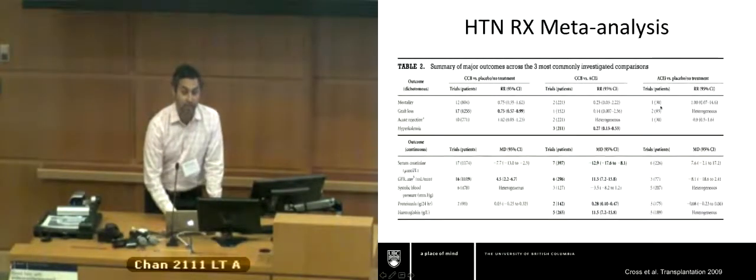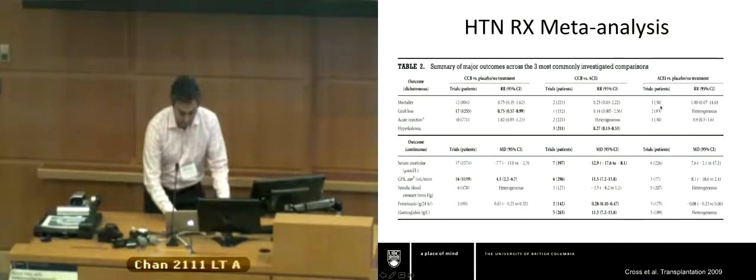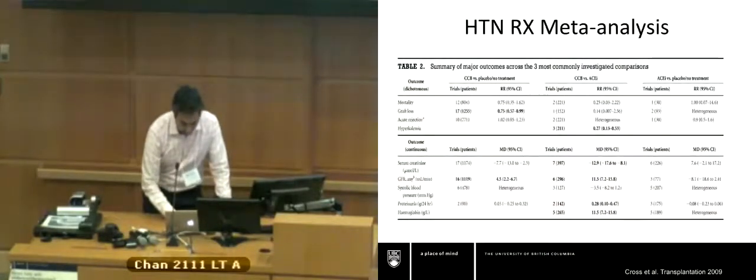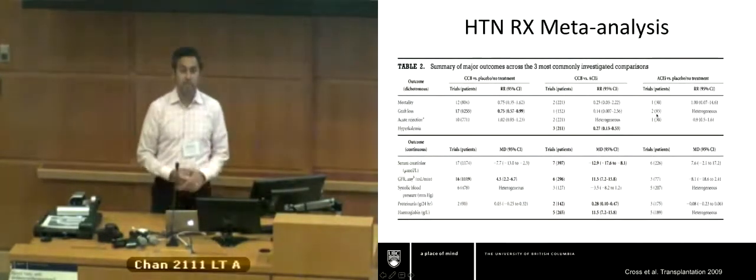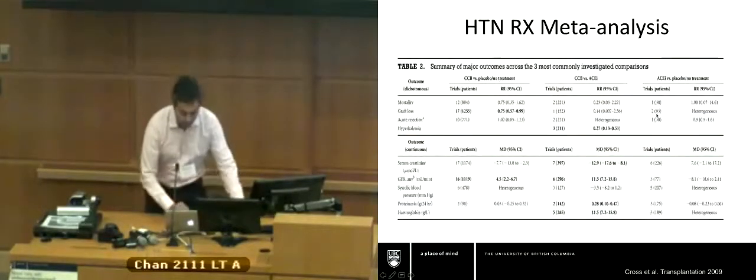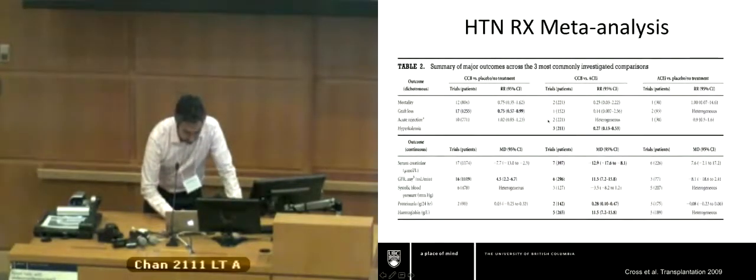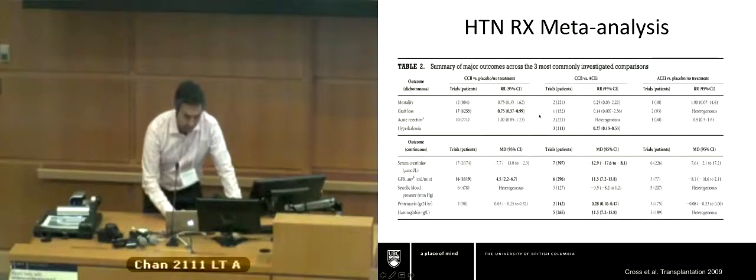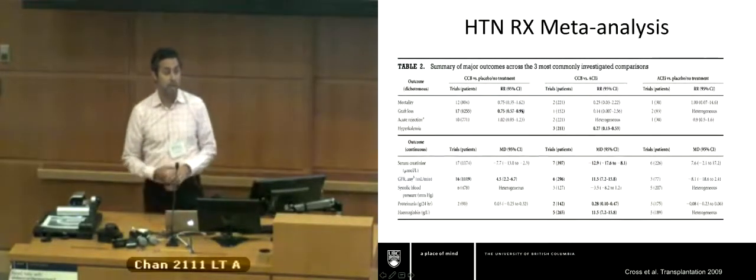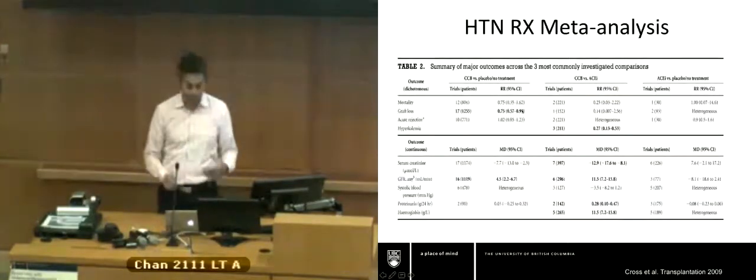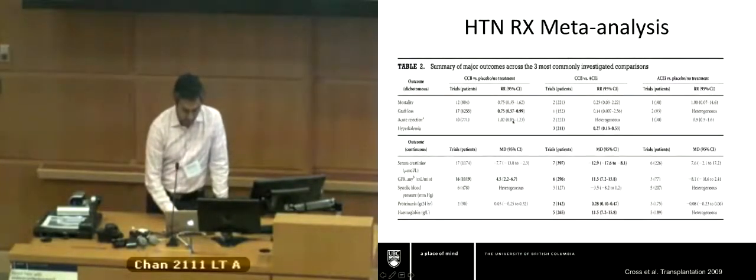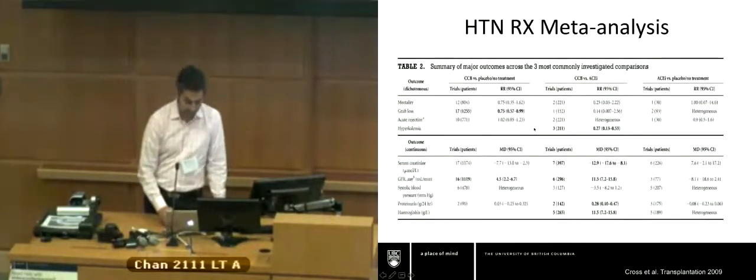That's the extent of your evidence for randomized controlled trials, at least when this meta-analysis was done in 2009. So it's really difficult to make strong conclusions when you have such small trials. But what did show up as being significant is that when you compare calcium channel blockers to ACE inhibitors or other therapies or placebo, calcium channel blockers come out ahead as being good for preventing graft loss with a hazard ratio of 0.75.